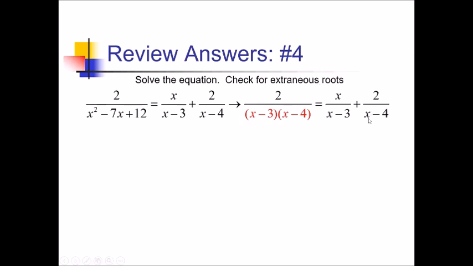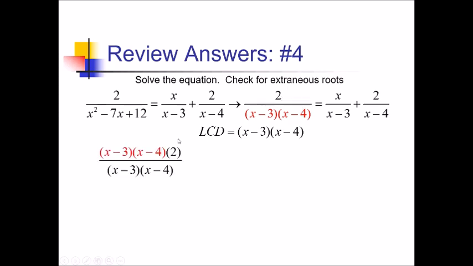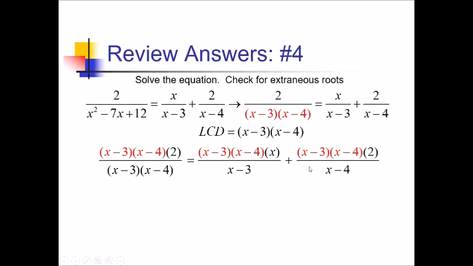So my LCD then, that's going to have everything I need to cancel out all of these denominators, is going to be none other than x minus 3 and x minus 4. Now I'm going to multiply that by all of the numerators here. So this 2 is getting an LCD to join it upstairs. This x also gets the LCD up there. And this 2 also gets an LCD. It's a lot of stuff to write out. The reason I do that, though, is so I can see what's left over after I cancel things out.